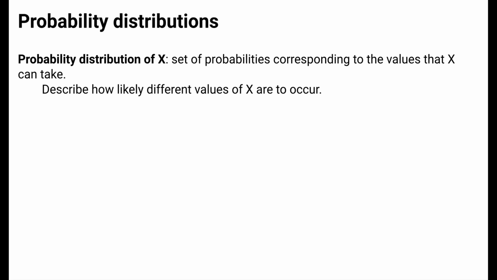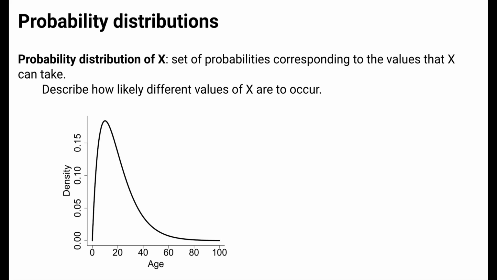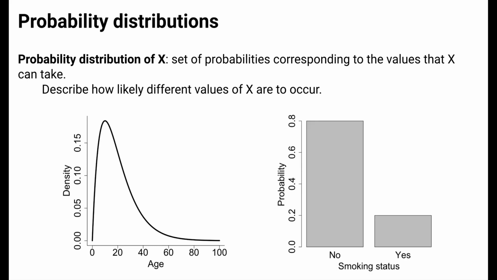A random variable x can take on a certain set of values, and the set of probabilities corresponding to these values is the probability distribution of x. In other words, probability distributions describe how often different values of x tend to occur. A probability distribution for an age random variable might look like this, where the height of the density indicates that younger ages are more likely to be observed than older ages. A probability distribution for smoking status might look like this, where the height of the bars indicate the probability of not being a regular smoker and being a regular smoker.